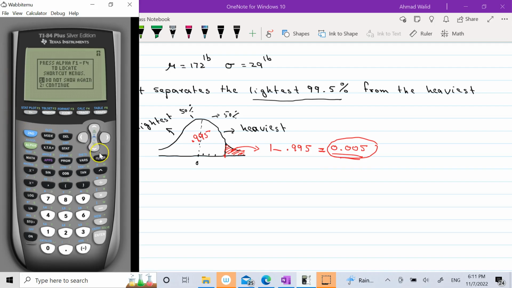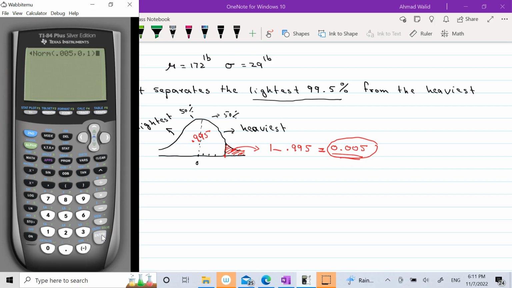Now second variance, and I'm going to inverse normal, correct? Enter. They are asking which area. My area is 0.005, correct? Enter. Again enter, and again enter, or move to paste, then enter.